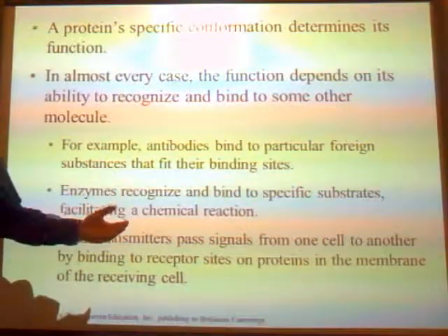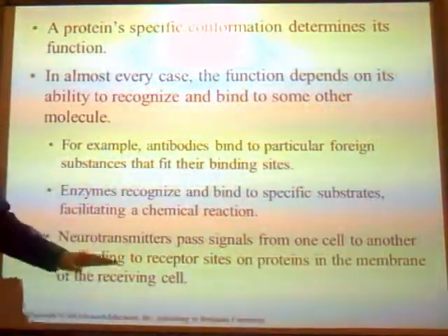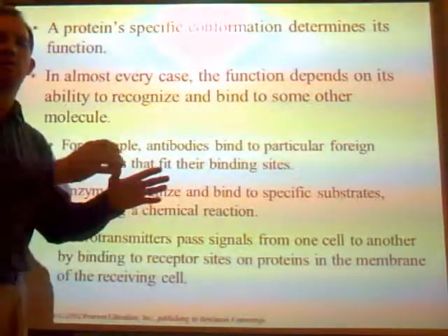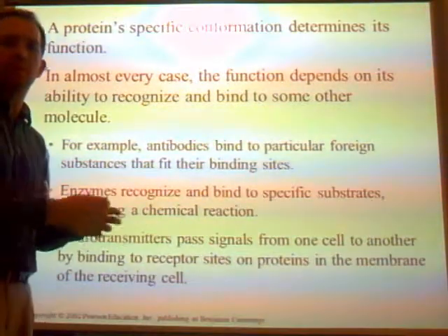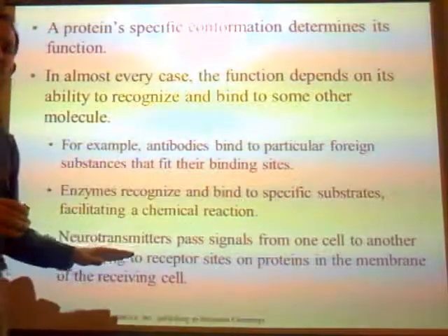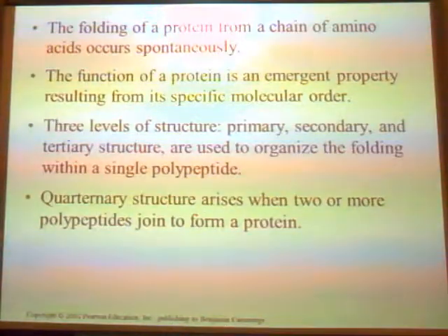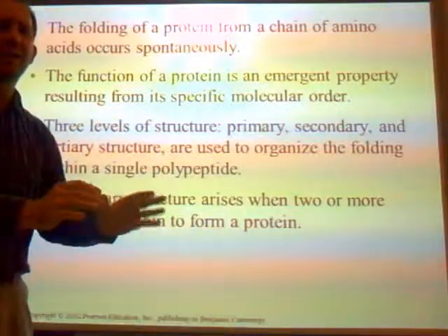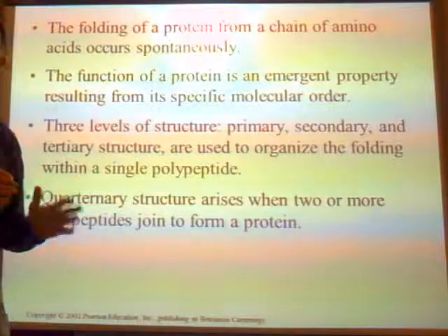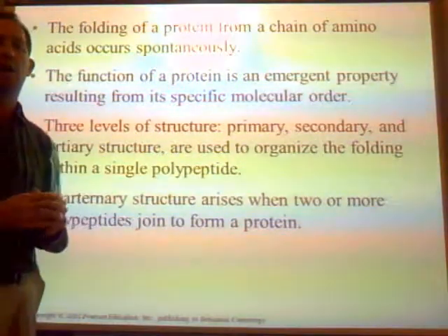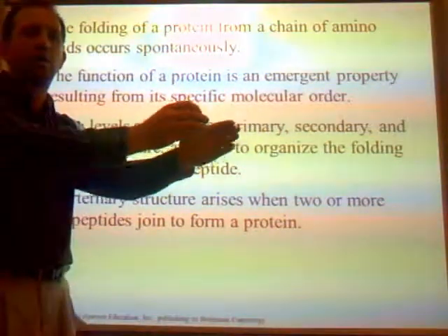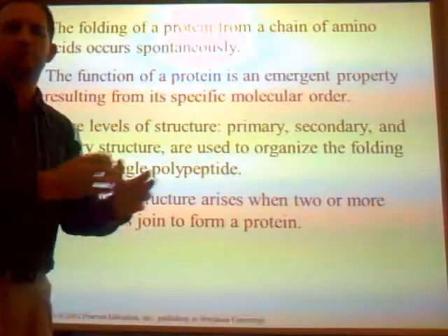If we're dealing with enzymes or antibodies, a couple of these examples, or even neurotransmitters, they're going to be what we call molecule specific. There are going to be certain things that they bond to because of the shape or the conformation that they have. In our proteins, this is why they're so diverse. This is one of the reasons why they are possibly the most complex of all of our macromolecules, is the series of levels of structure that they have.